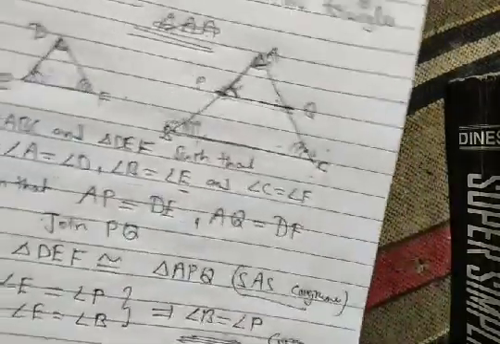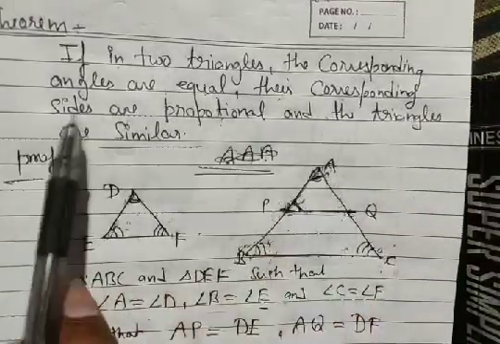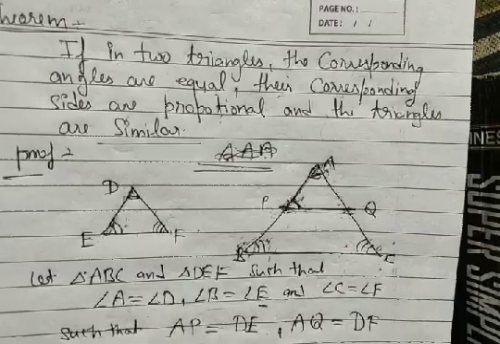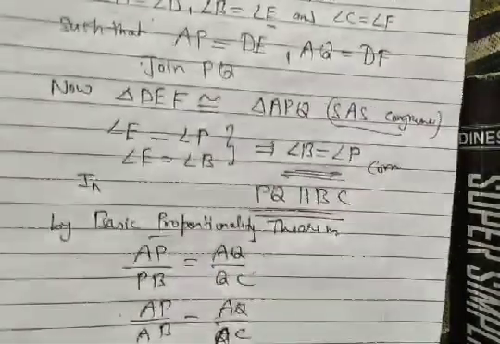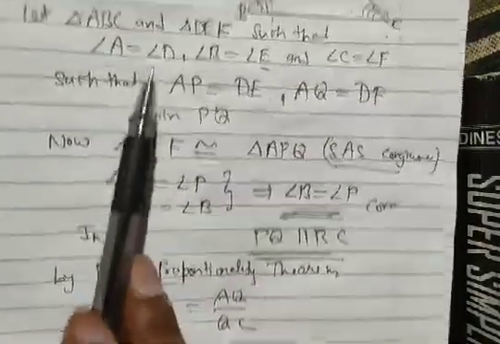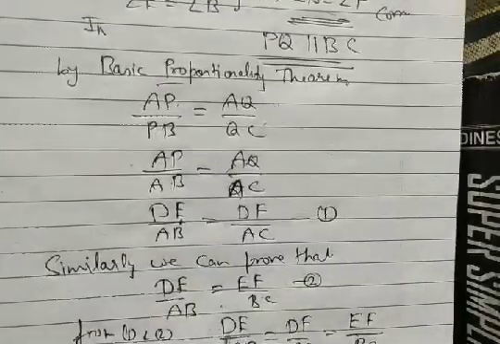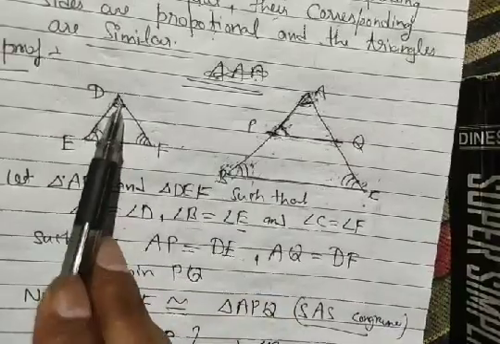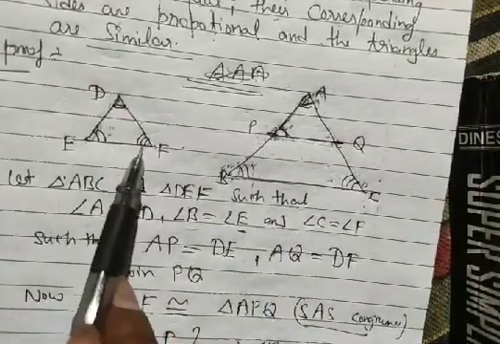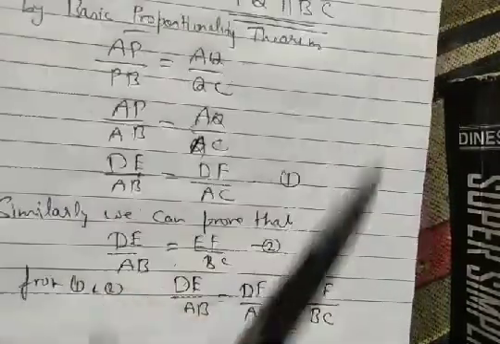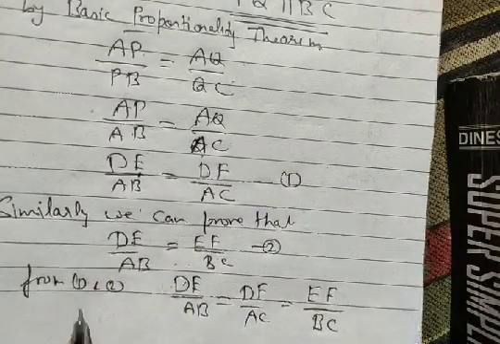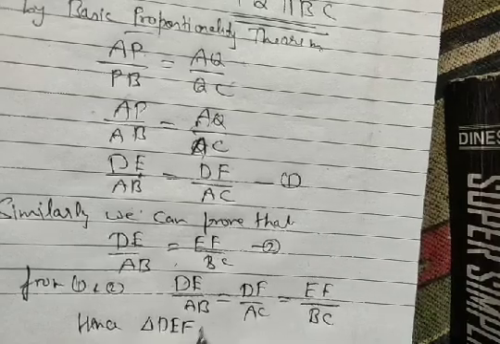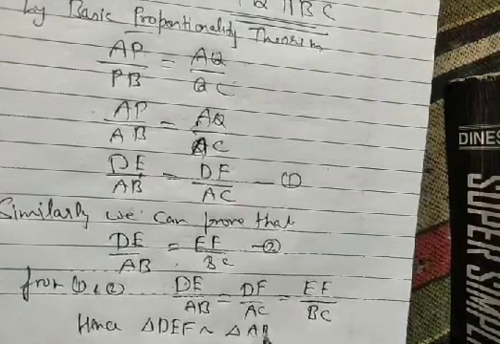We have to prove that if in two triangles the corresponding angles are equal, then their corresponding sides are proportional and hence the triangles are similar. Since we started with the angles being equal and we showed that the respective sides are in proportion, the ratio of DE is to AB is equal to DF is to AC and also EF is to BC. Since our sides are in proportion, hence triangle DEF is similar to triangle ABC.